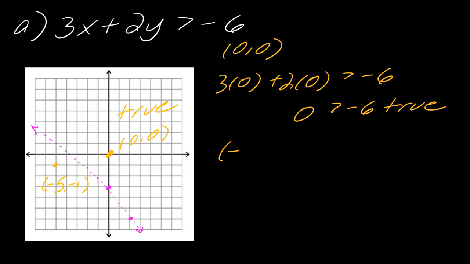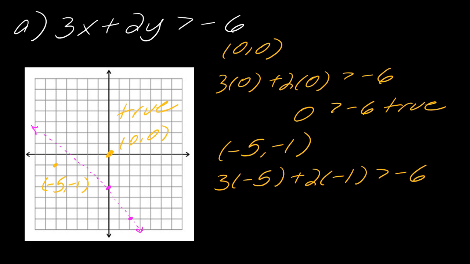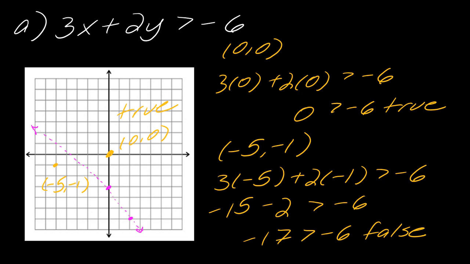Now, I want to still plug in the other point, because every once in a while you can make a mathematical error, and you shouldn't have both sides true. One side should always be true and one side should always be false, so it's always a good check to make sure that your other point is actually false. So I'm going to take 3 times negative 5 plus 2 times negative 1 is greater than negative 6. So this is negative 15 minus 2, greater than negative 6. So this is negative 17 is greater than negative 6. And that is false. So all the points on this side will not make the inequality true, but all of the points on this side will make the inequality true.